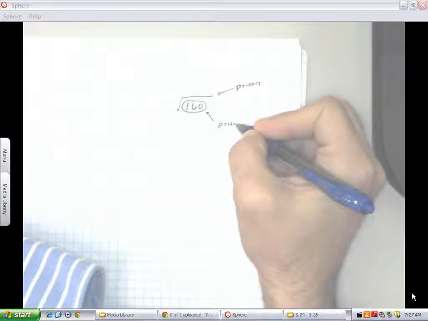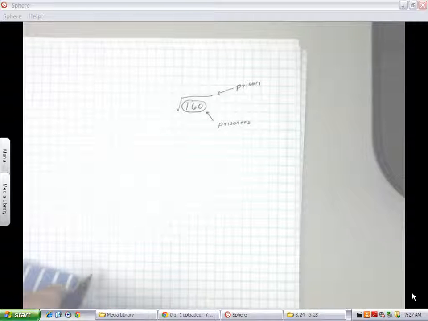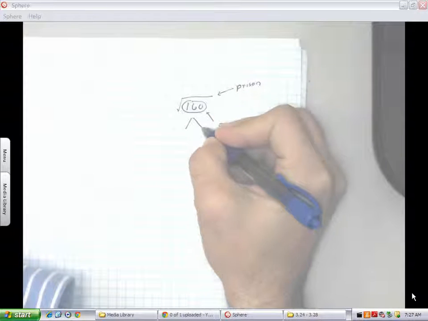Now that group of prisoners is made up of a lot of smaller individuals. We have to figure out who those individuals are. So in order to figure out who those individuals are, I have to take 160 and break it up into prime numbers in any way possible.